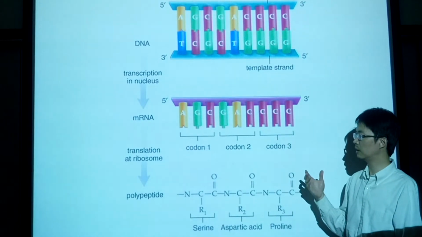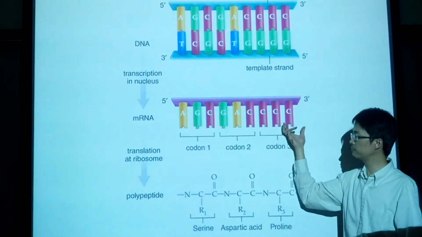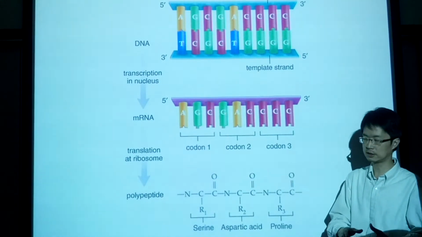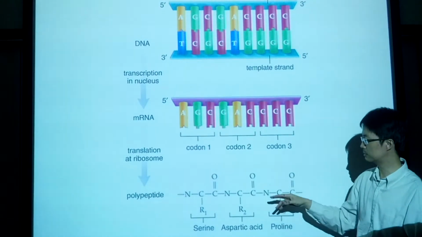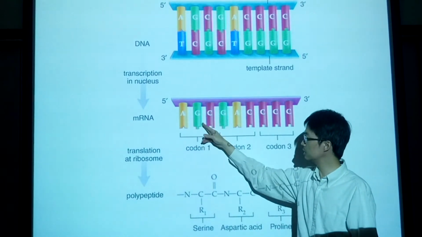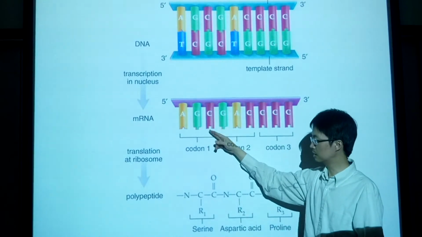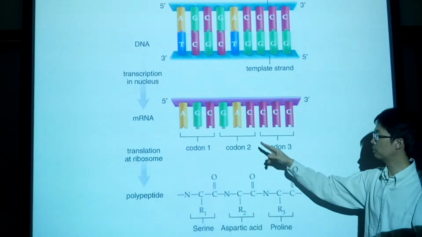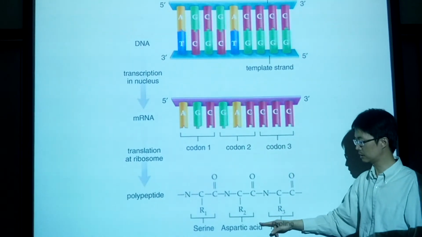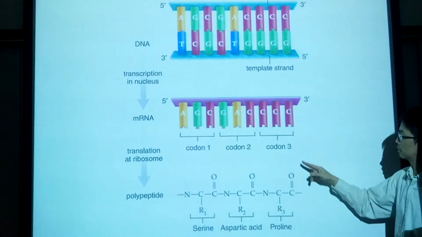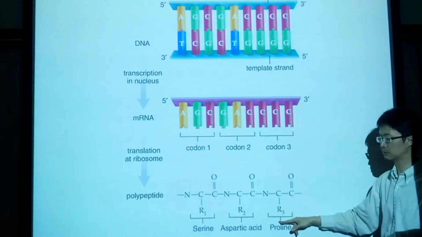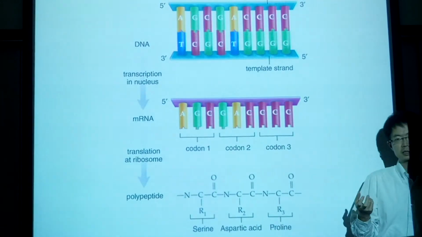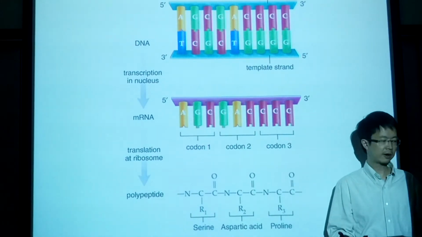It is every 3 bases, it will be translated to an amino acid. For example, this base here, AGC, it is translated into a serine, amino acid serine. For GAC, it is translated to aspartic acid. CCC, it is translated as proline. So every 3 bases, it becomes an amino acid.